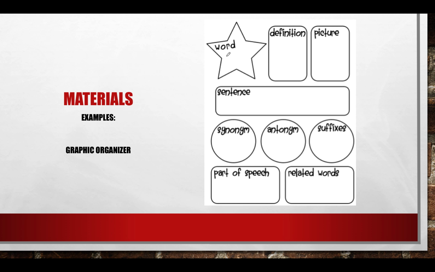So we're talking about the word. It gives a space for the definition, a space for them to draw a picture. Here they can use the word in a sentence. They can use a synonym of the word, an antonym of the word. They can come up with suffixes if it applies, the parts of speech, and any other related words that will help them understand this main concept here.